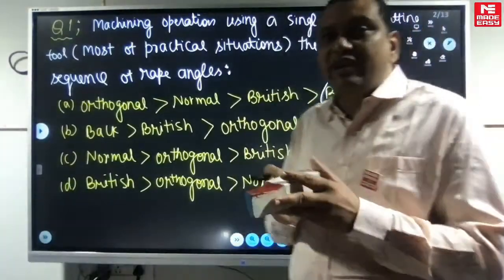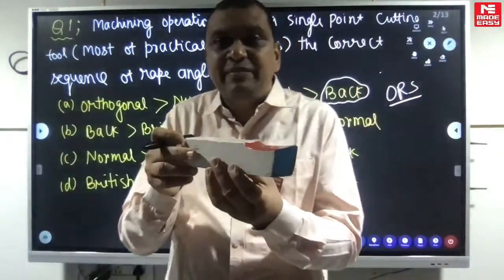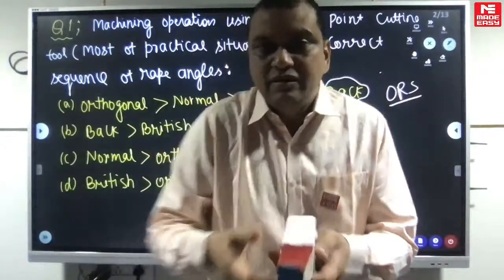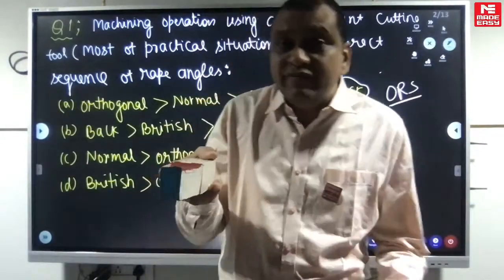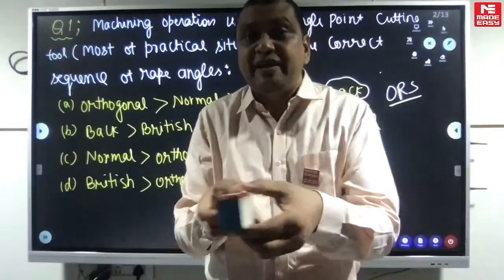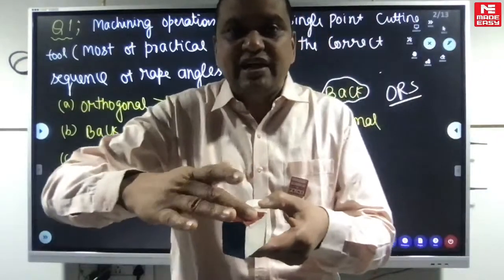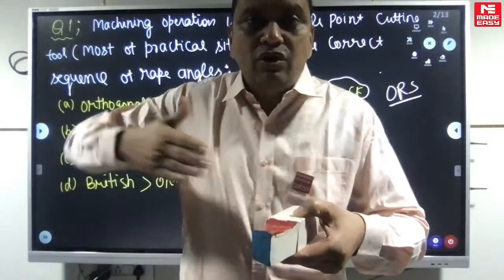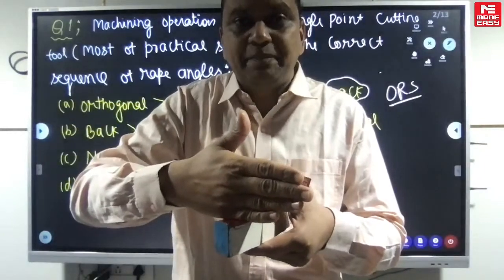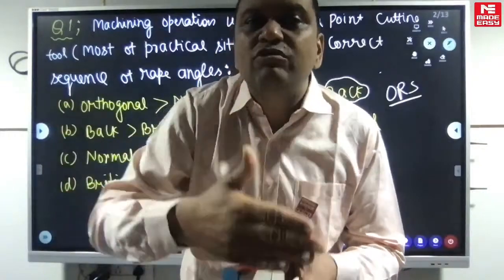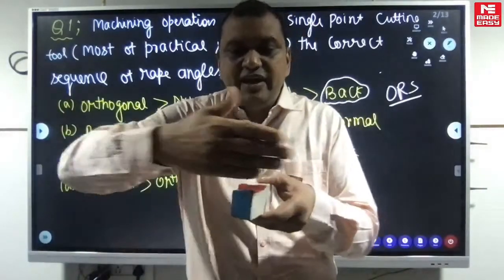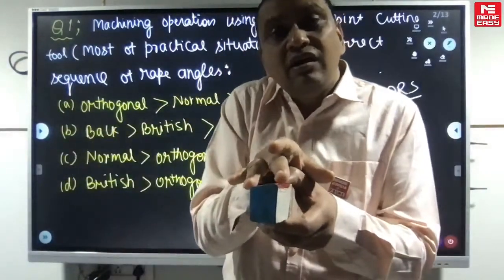Now, what is the orthogonal rake? What we have discussed in MBT classes, that this is the base plane. By the way, the base plane is also called the reference plane. And now, this is the cutting edge. Draw a normal to the cutting edge. And this plane will be perpendicular to the base plane. Okay? And there we define the orthogonal rake.